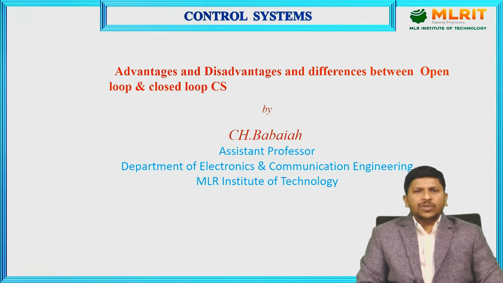Today I am going to explain the advantages, disadvantages, and differences between open loop and closed loop control systems. In the previous lecture, we learned the meaning of system, control system, and types of systems, and the classification of systems based on the input signal, based on the number of inputs and outputs, and based on the feedback path.